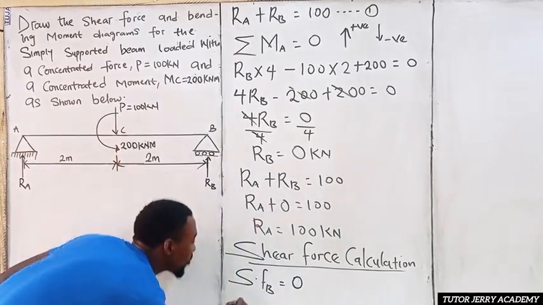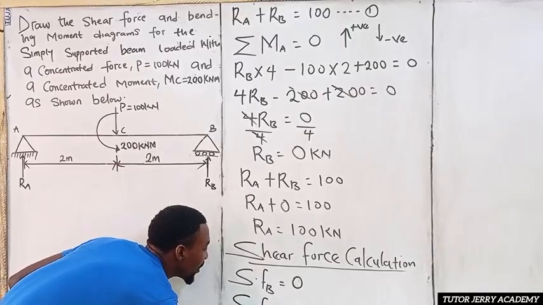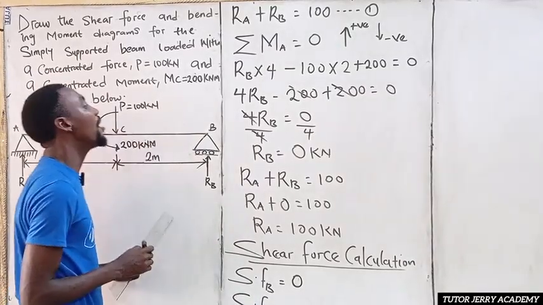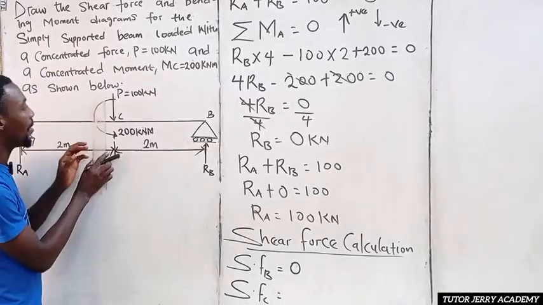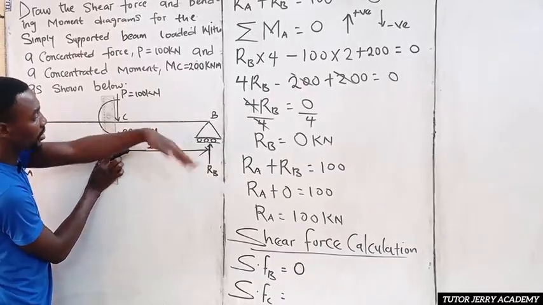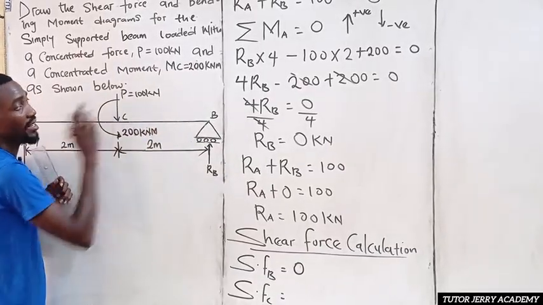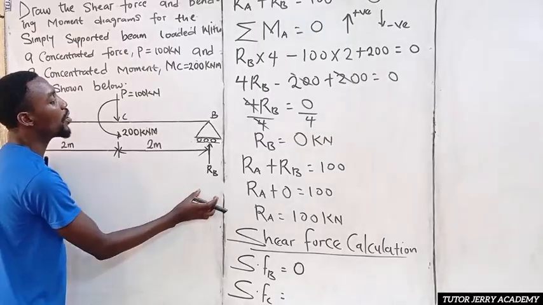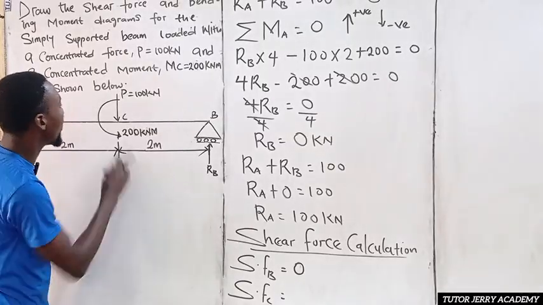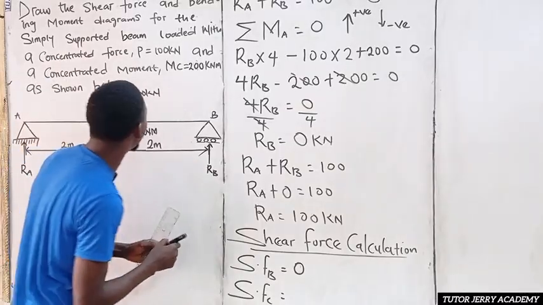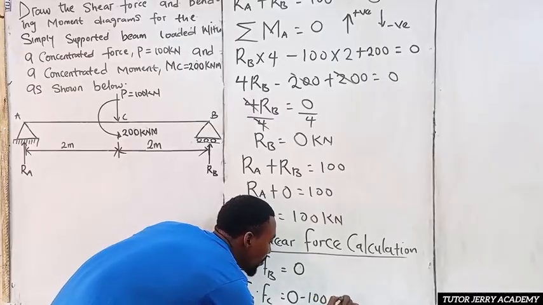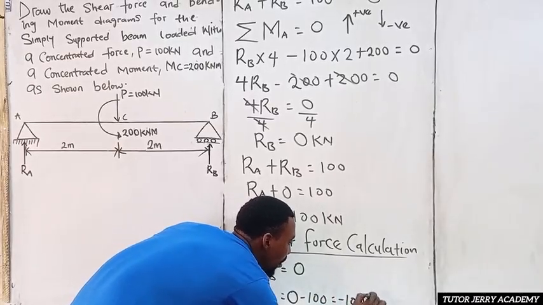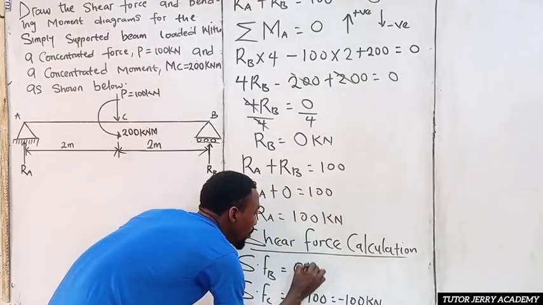Alright. So now let's calculate the shear force at point C. Now, if you stand here, how many forces can we see to our right? It's just this and this, right? Alright, we know that upward force is positive, and downward force is negative. So here we are going to have 0 minus 100, which is going to give us negative 100 kilonewton.